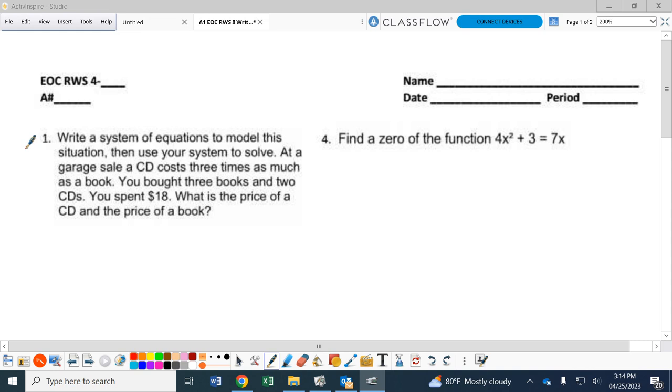At a garage sale, a CD costs 3 times as much as a book. You bought 3 books and 2 CDs. You spent $18. What is the price of a CD and the price of a book? So those are 2 unknowns. We've got the price of a CD. We'll say C equals price of a CD. And we're going to say B equals the price of a book.